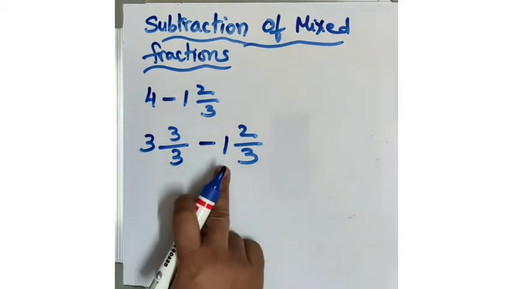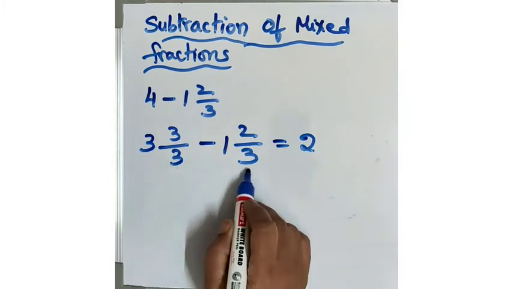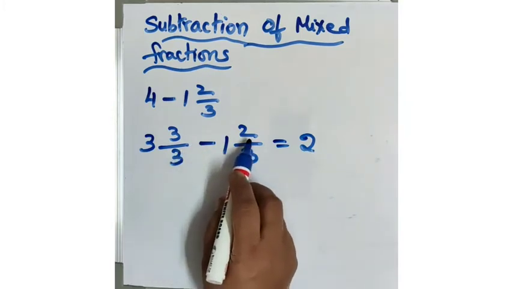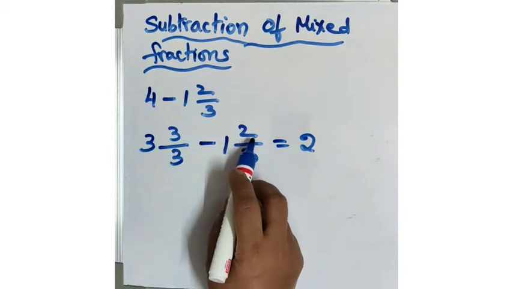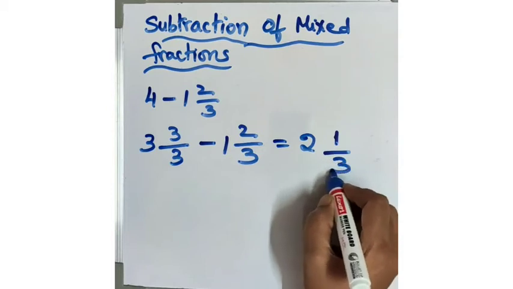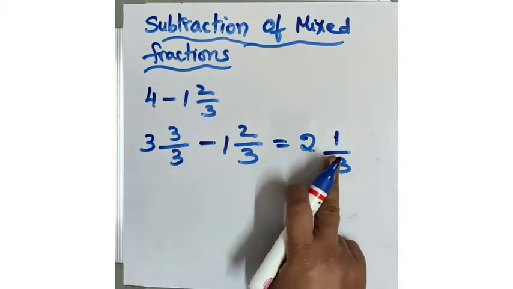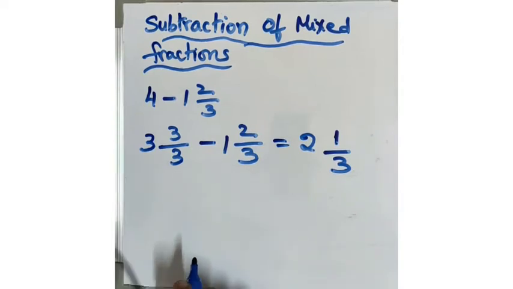Then here 3 minus 1, it is 2. Now since the bases are same, we can minus the numerators directly. 3 minus 2 is 1. We got the answer 2 1 by 3. Is that simple? Yes. Let us take one more example.